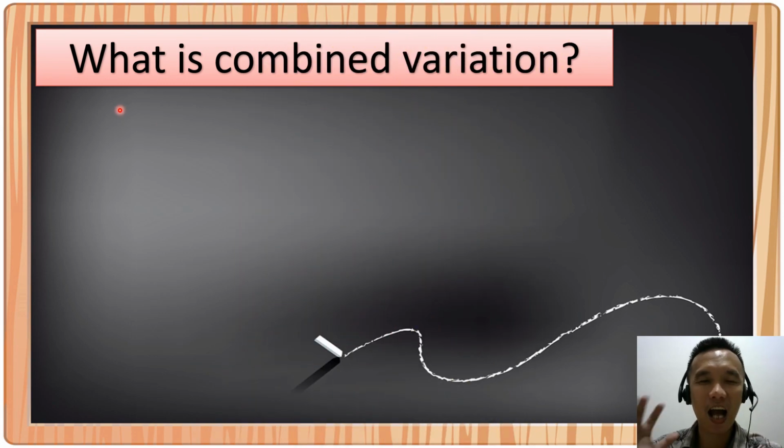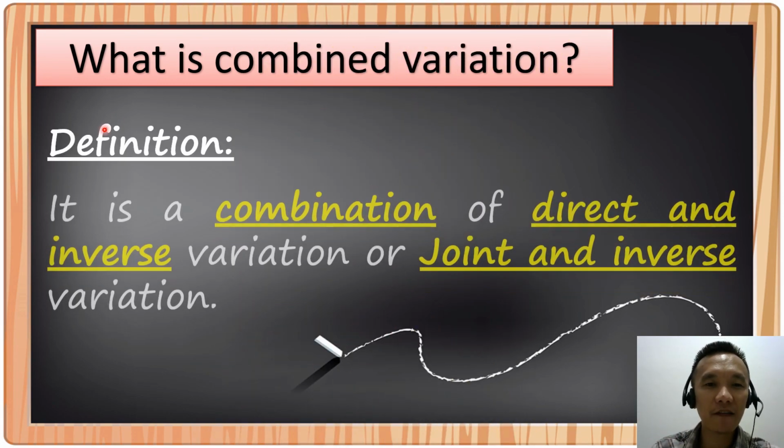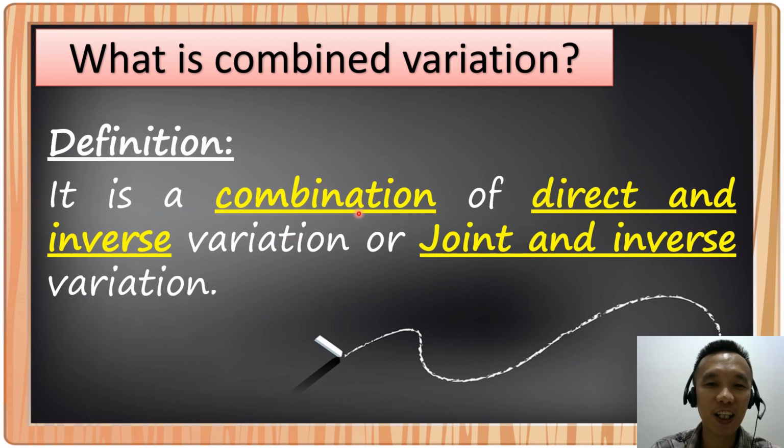So what is a combined variation? By definition, it is a combination of direct and inverse variation, or a combination of joint and inverse variation. As you can see on our previous slide, we have the picture of Halo Halo. It means to say, just like the Halo Halo, it is a combination of different kinds of fruits. So a combined variation also is a combination of your direct and inverse variation, or your joint and inverse variation.